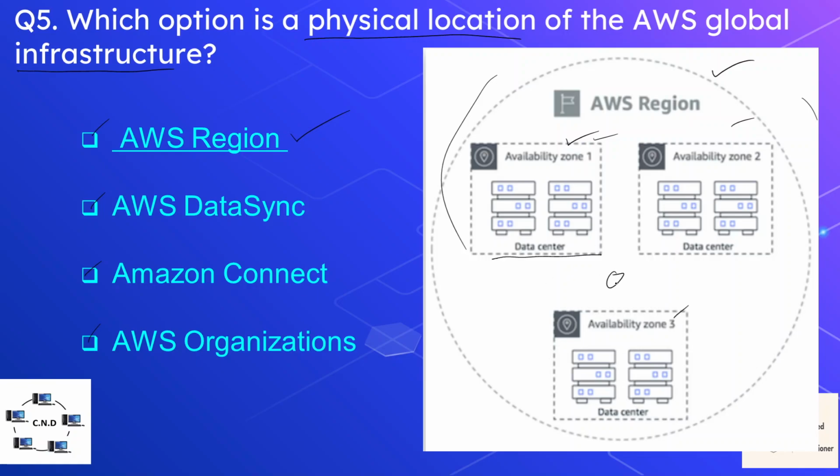So let's suppose we have a customer, and he or she is connected to this specific availability zone and then to this data center. If this data center fails, the customer is routed to the next data center in the same availability zone. And if that data center or the whole availability zone fails, then the customer can be routed to another availability zone. So that's why the AWS region is basically a physical geographical region. It means it is a physical location in the AWS cloud infrastructure.